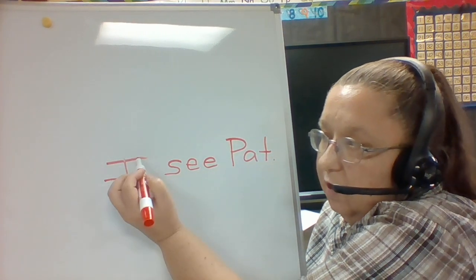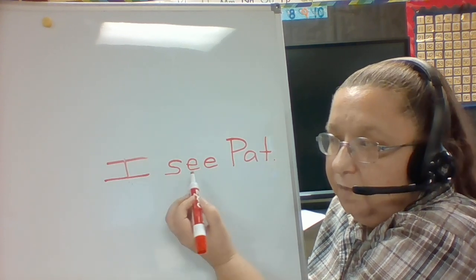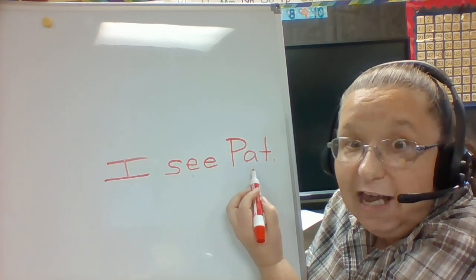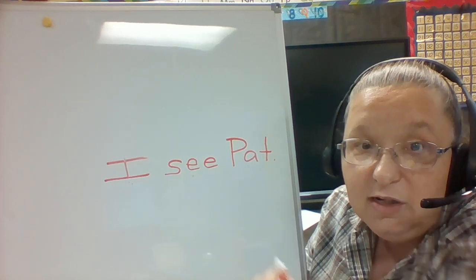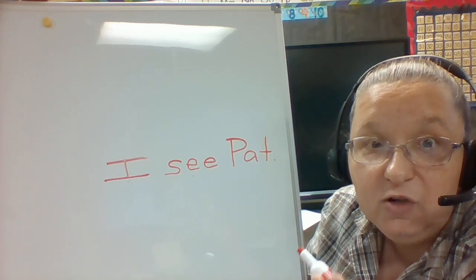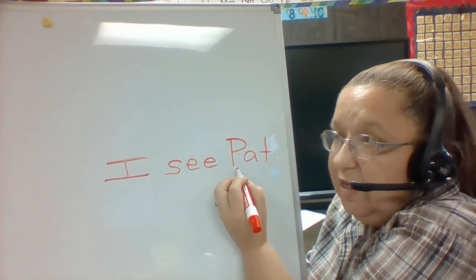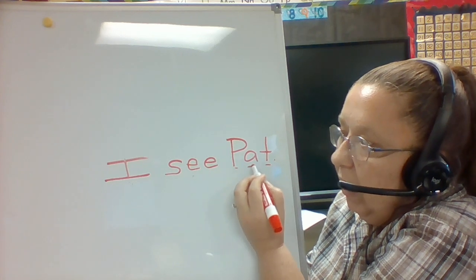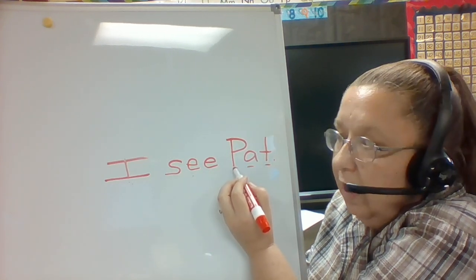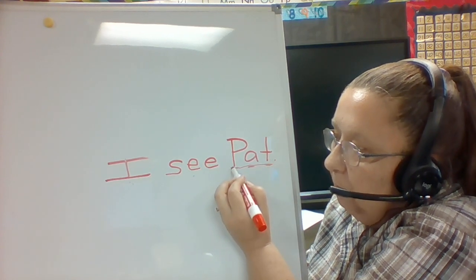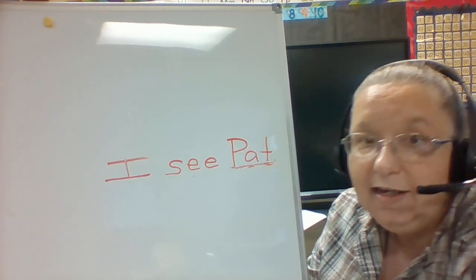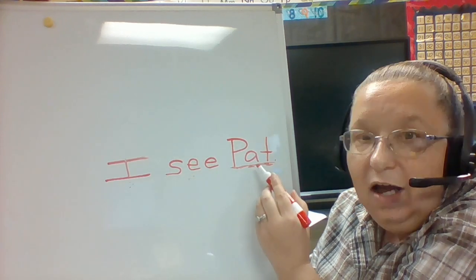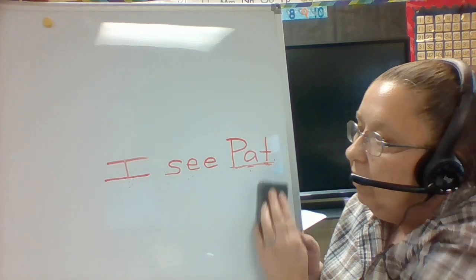Okay, are you ready? What's this word? I see. Now this isn't a sight word. This is one we have to sound out because it's a mystery word. And we use our letter sounds and that helps us to figure out what the word is. So let's see. The P makes a P. The A makes A. And the T makes T. At. Now I'm going to blend it. Pat. Pat. Pat is our word. So now I know the sentence says, I see Pat. Nice job. Let me erase that one.